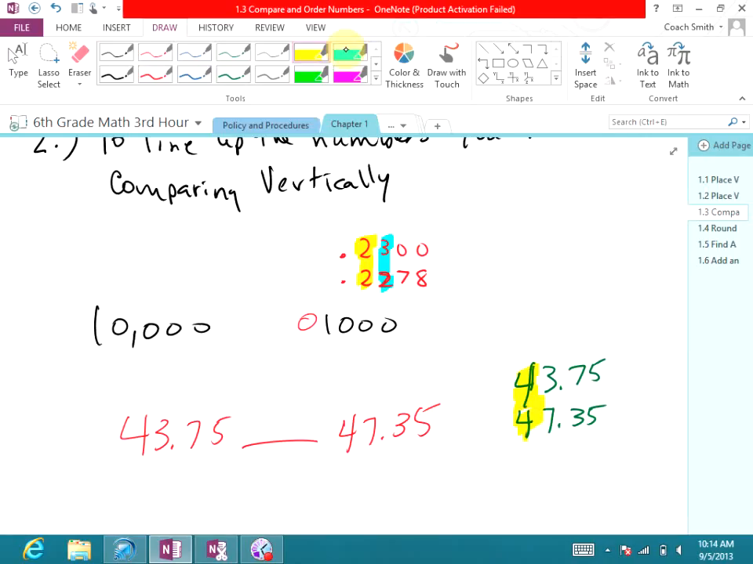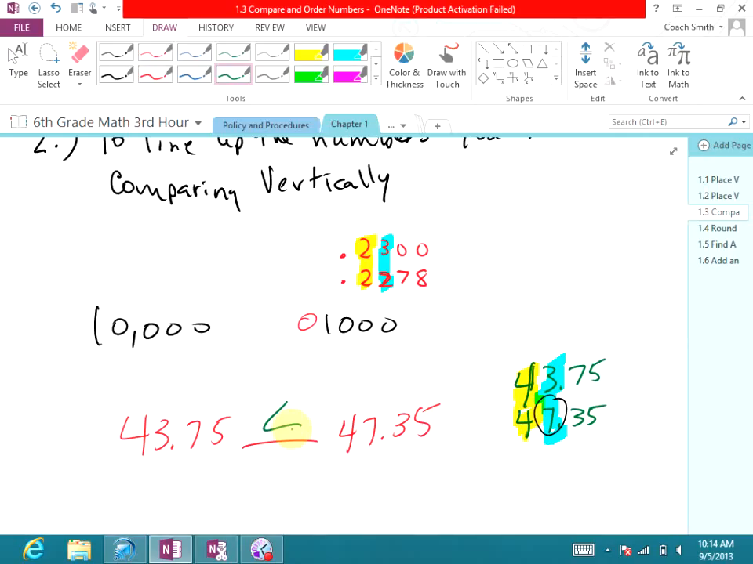So I have to compare the next numbers. The next numbers would be the 3 and the 7. Well, which is larger, 3 or 7? 7. 7 is the larger one, so therefore I'm going to put in a less than sign into the blank.